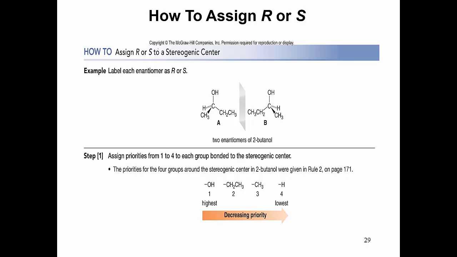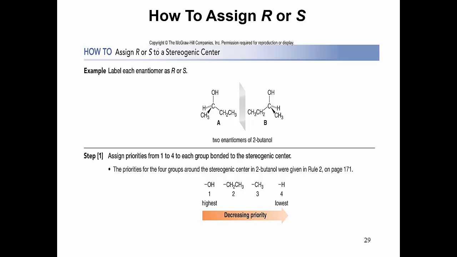Okay, so how do we actually assign the labels R and S? Let me just say that this is critically important. We all have stereogenic centers. Every amino acid, well, not every one, except I guess for glycine, has stereogenic carbons. So this is critically important in nature, and we need to be able to label these stereogenic centers as R or S. And how do we do that?